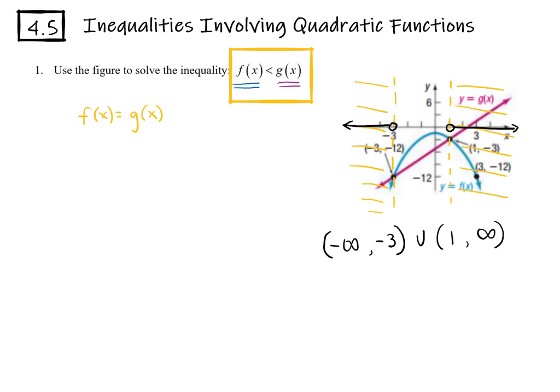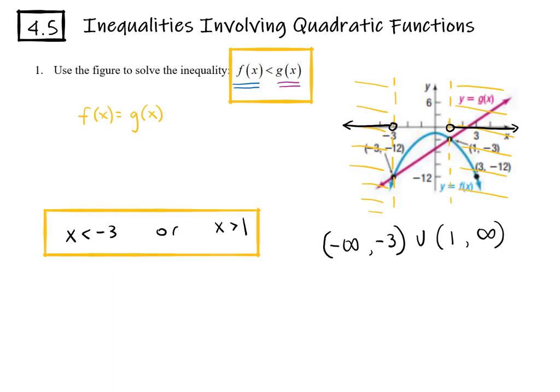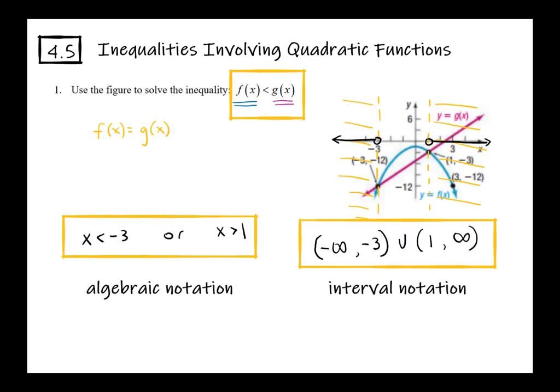So another way we could state this is algebraically. We say x is less than negative 3 or x is greater than 1. But I'm just doing this because I want it to be clear where the answer should be about our x values. And we should always know how to write it in interval notation. And so we have an algebraic notation on the left, and we have it in interval notation on the right. And you should be familiar with both notations.